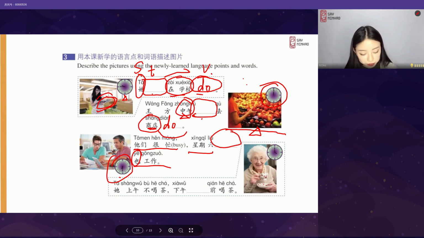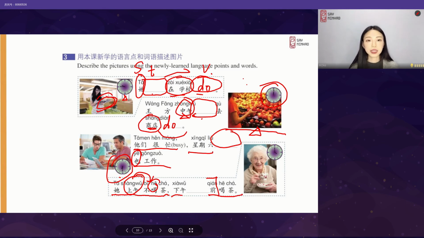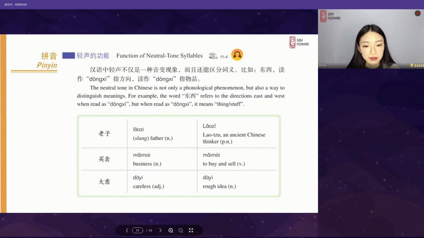Okay, last one. 他上午不喝茶. She doesn't drink in the morning. 上午不喝茶. We can see 上午, the time word, is before drink tea. Next one, 下午前喝茶. Which time before? It is before 4 o'clock. So 下午4点前, right? 下午4点前喝茶. Okay, this is the exercise for today.